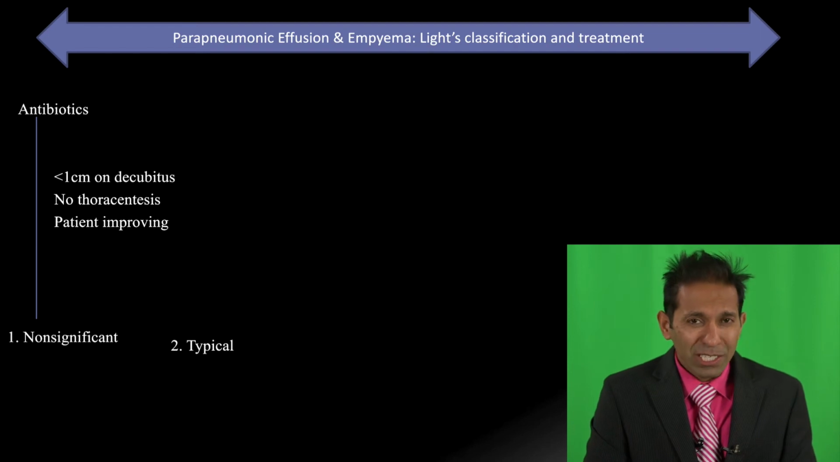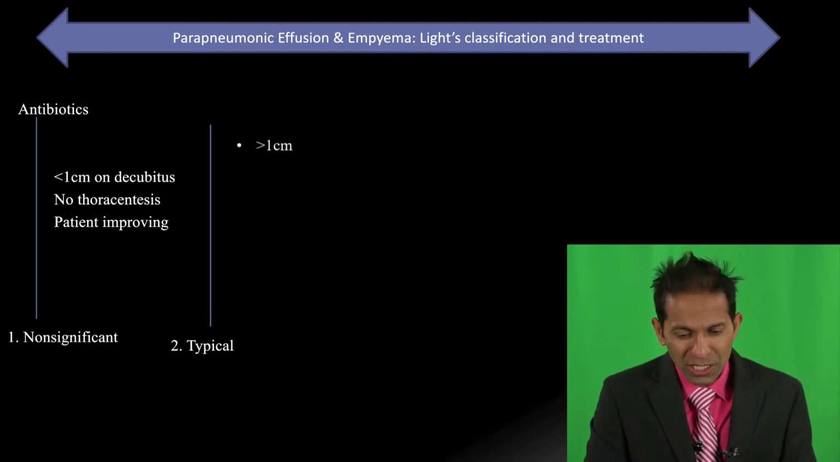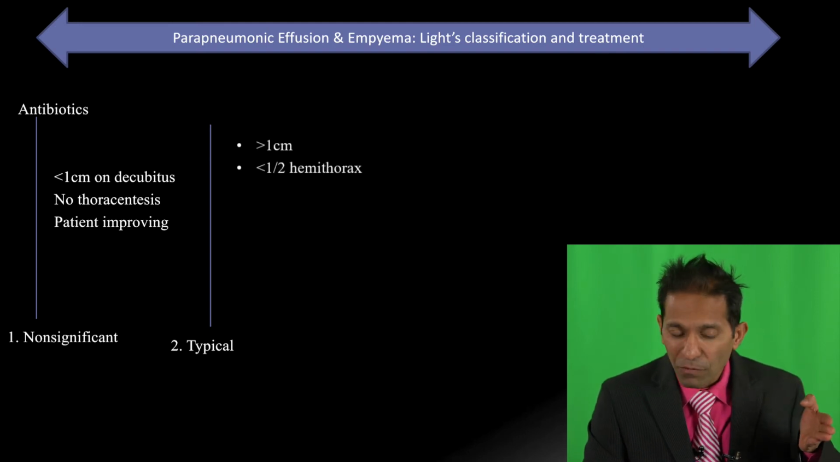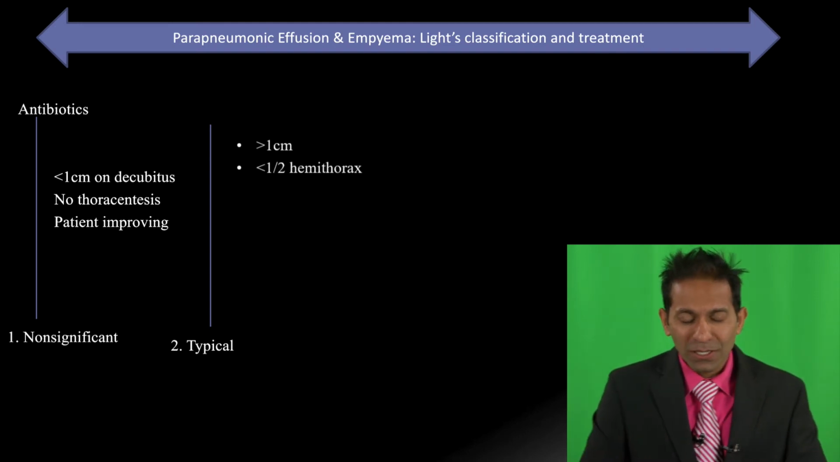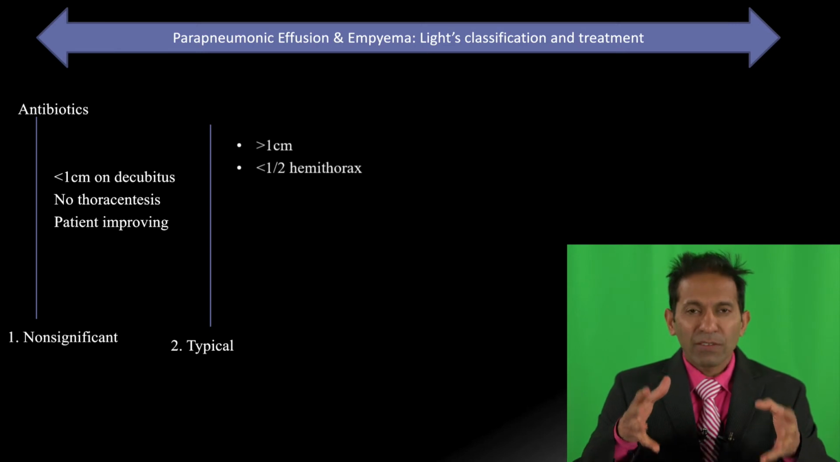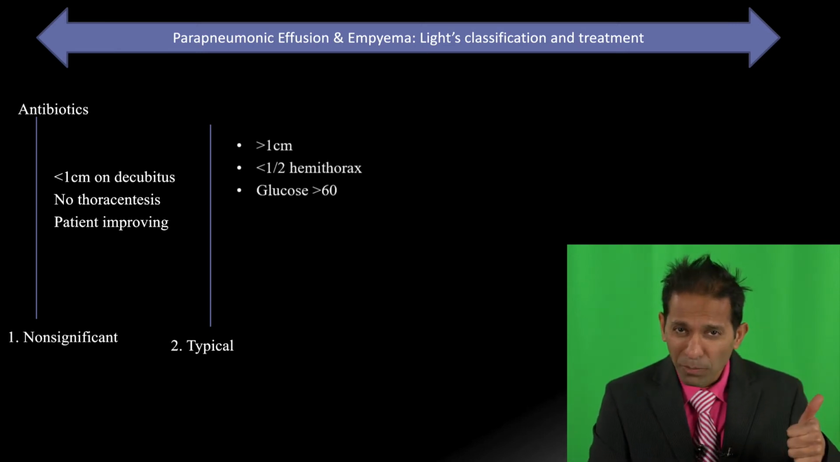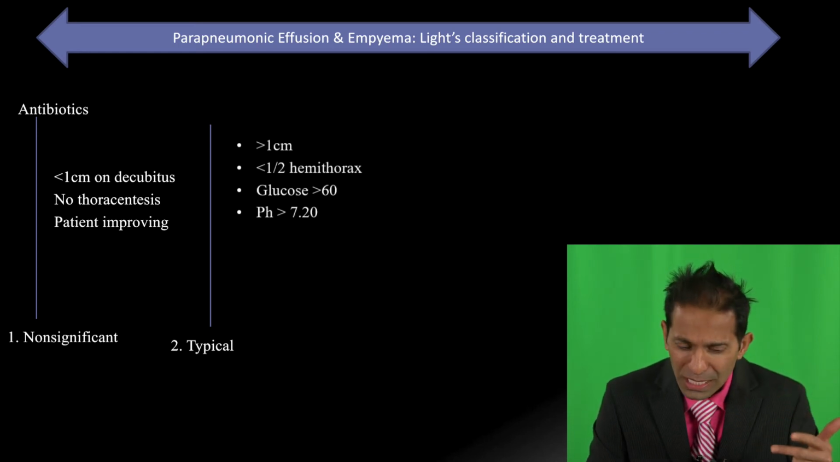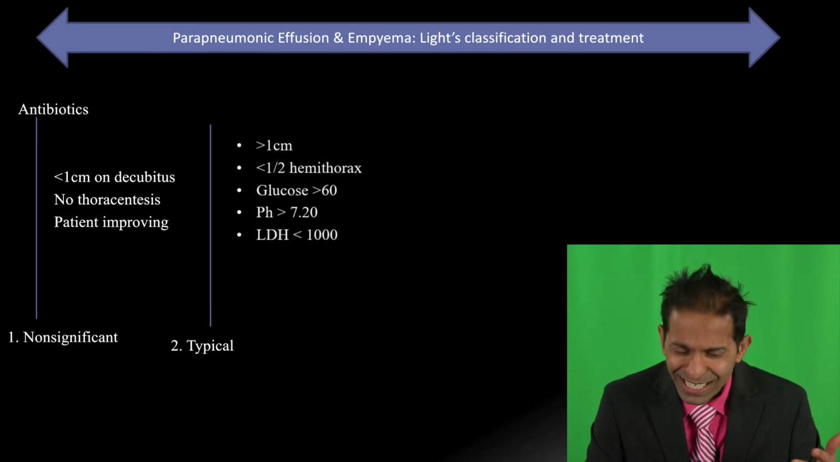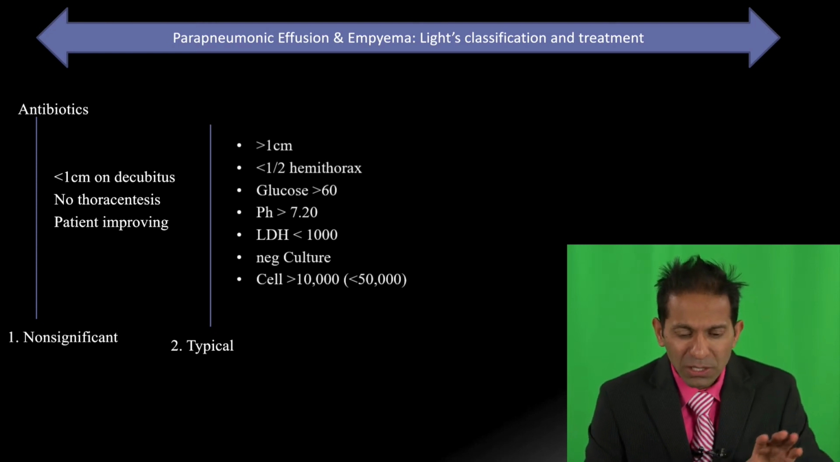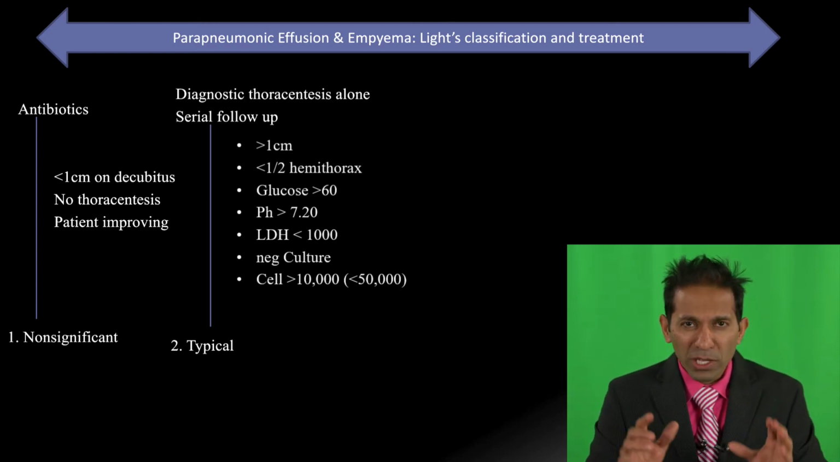Now, if a patient has a typical parapneumonic effusion, which is more than 1 centimeter on lateral film and less than half of the hemithorax, these patients need thoracentesis. If you do thoracentesis and you see pleural fluid glucose more than 60, pH more than 7.2, LDH less than 1000, negative culture, and cell count more than 10,000, this is a typical parapneumonic effusion.